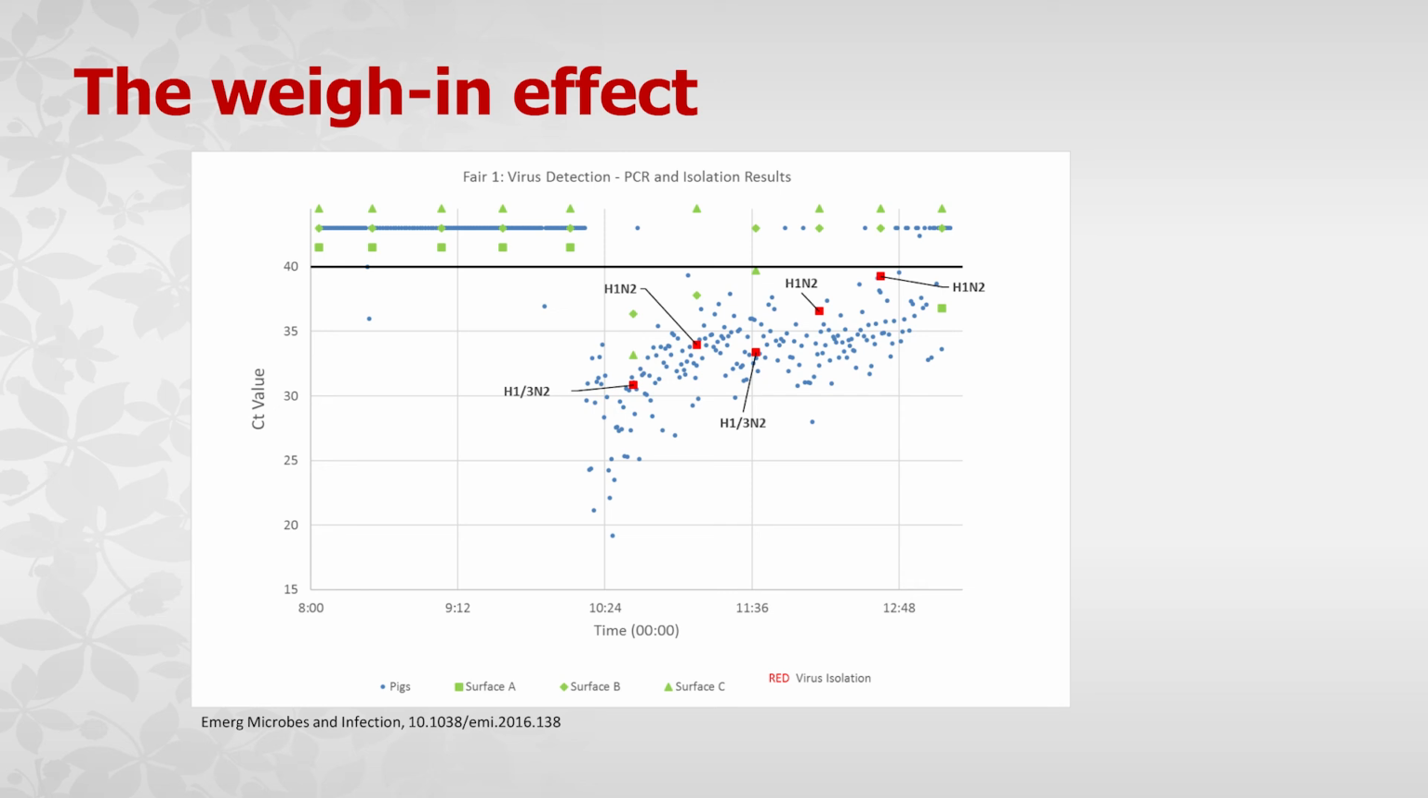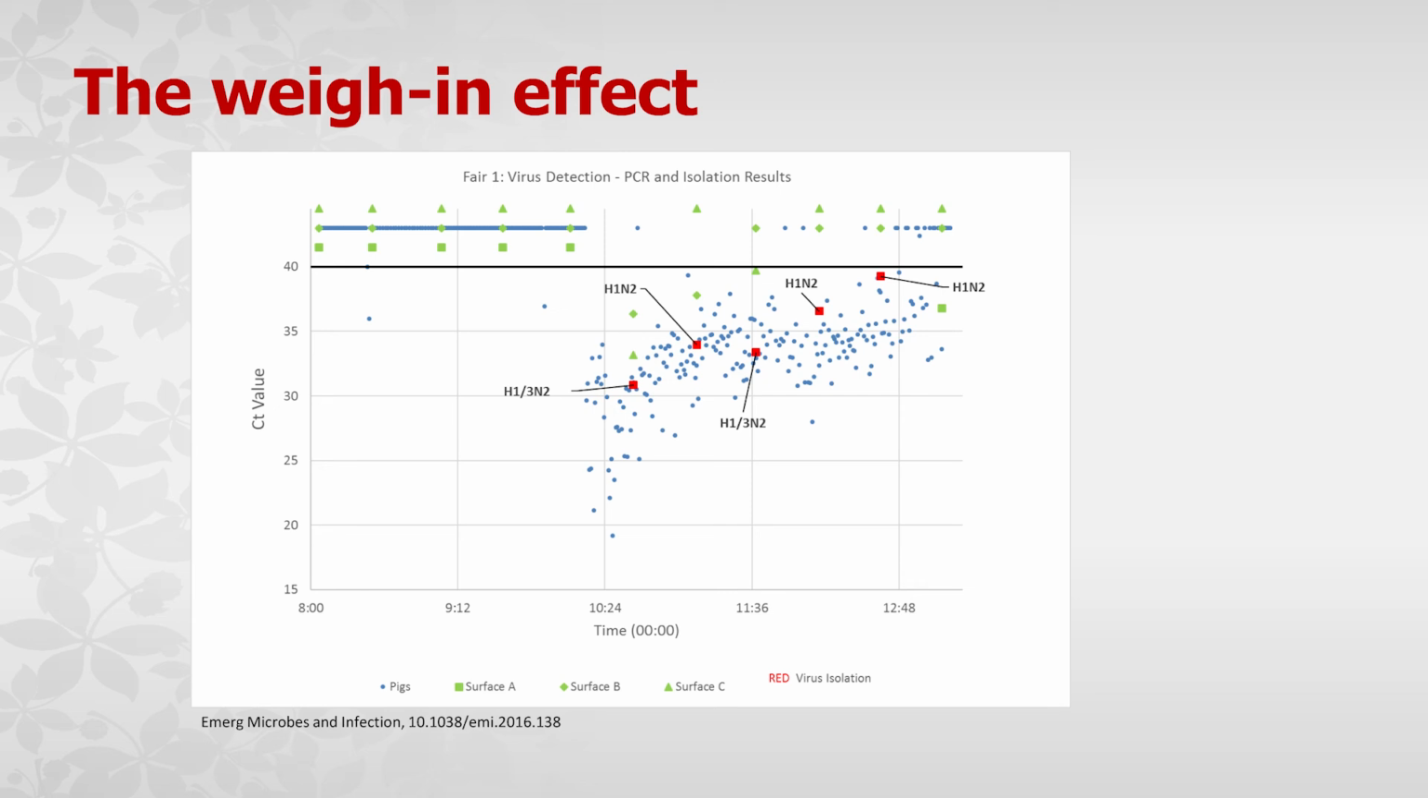What we found is that the practice of lining them up head to tail and moving them through the chute system is probably a good way to disseminate flu virus. Here we have the time scale of one of these weigh-in events. Across the x-axis, our CT values are shown on the y-axis. Remember, a lower value is going to be a stronger positive.